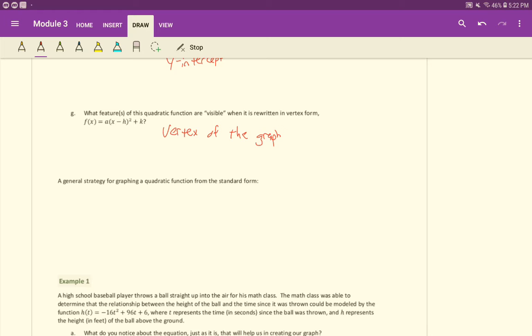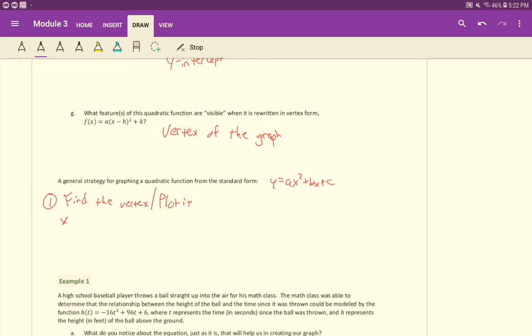So general strategy, just like with vertex form, right? The vertex is like the key point. So we want to find the vertex. That's our first step, and then plot it. Okay, in standard form though, we're not told explicitly what the vertex is. Remember, standard form is y equals ax squared plus bx plus c. So what do we do?